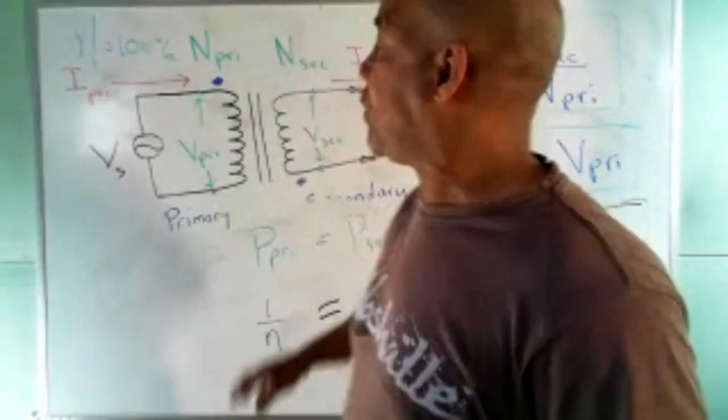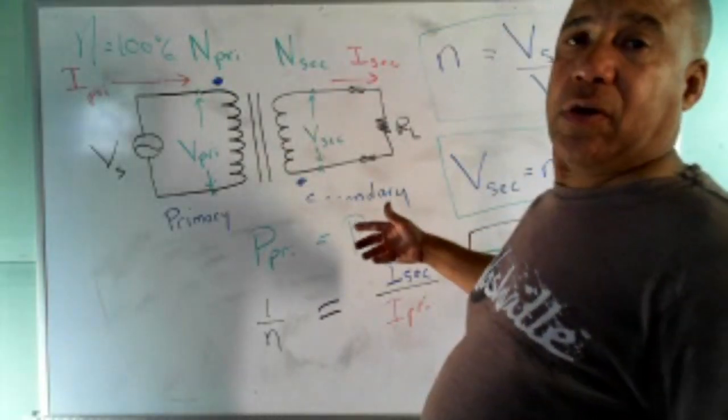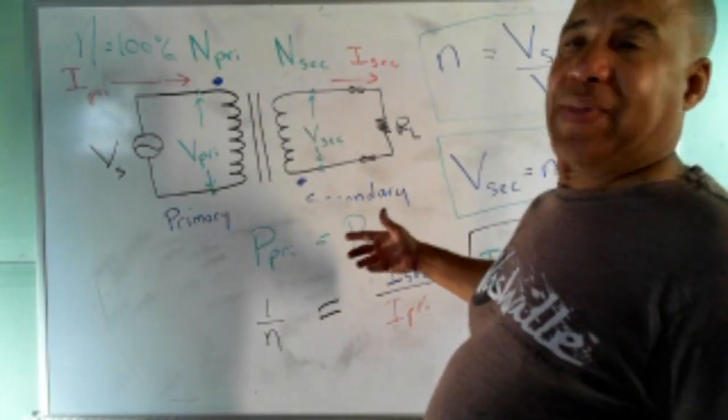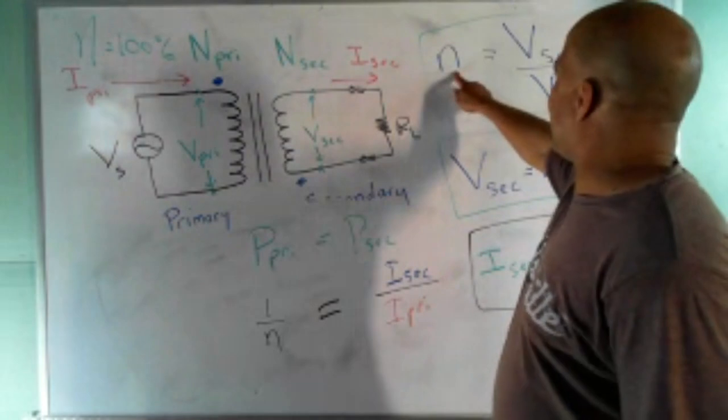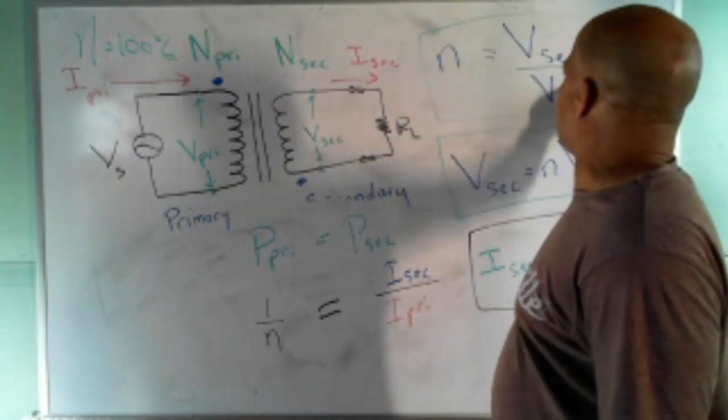Once we get into this, could we figure out how many turns are on a transformer? Right now, I'm kind of scratching my head, because I know you can get to this number from this and this, but you've got to know.